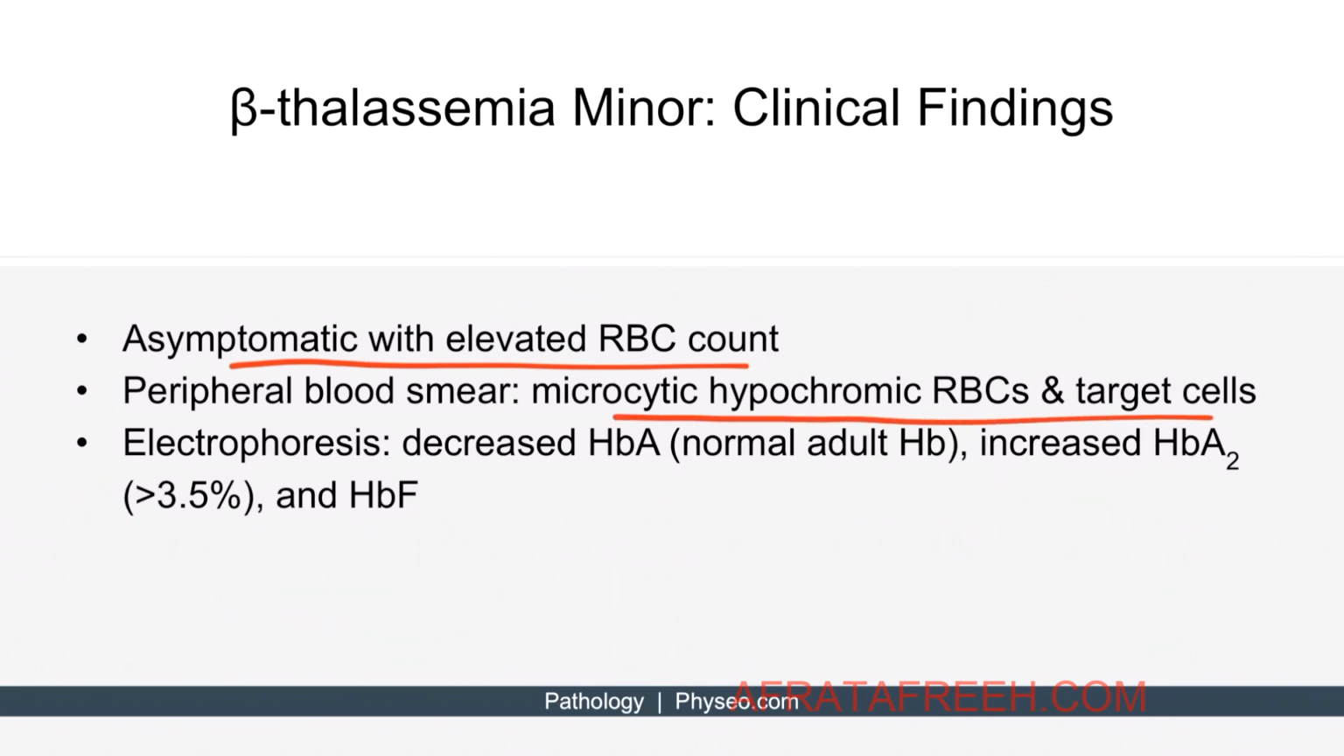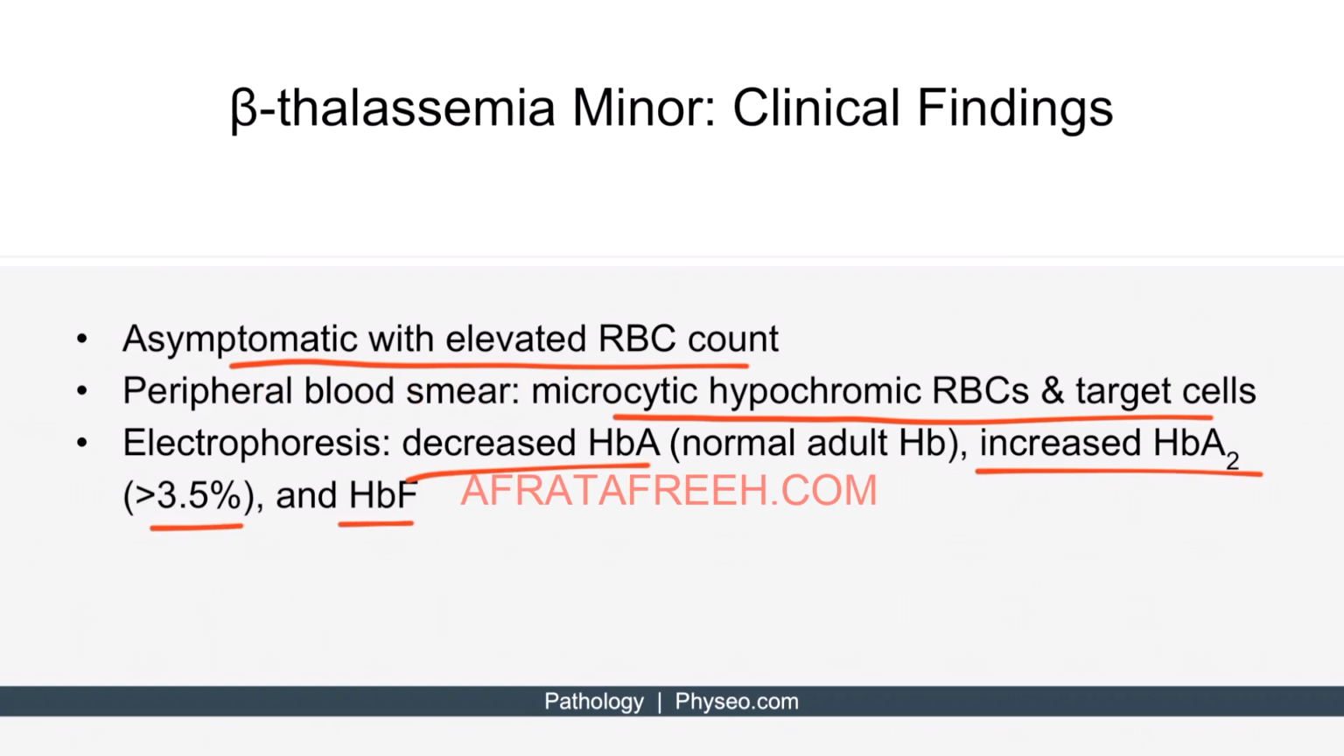Target cells have an excess of cell membrane relative to cell volume. This can be due to either increased red blood cell surface area, meaning that the cell got bigger, or a decrease in intracellular hemoglobin content, which decreases the cell volume. The cytoplasm of RBCs tend to have more hemoglobin, so this area loses more volume than the membrane, resulting in a target cell. Electrophoresis will show decreased hemoglobin A, which is again normal adult hemoglobin, as well as increased hemoglobin A2, specifically greater than 3.5%, and finally hemoglobin F, or fetal hemoglobin.